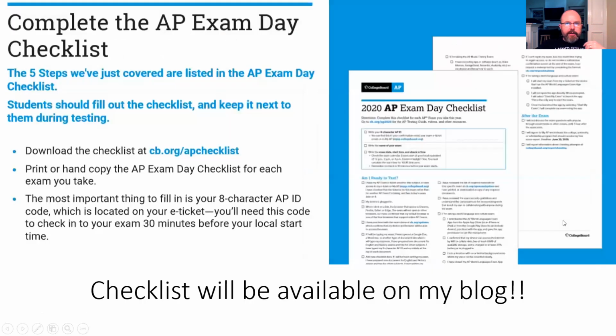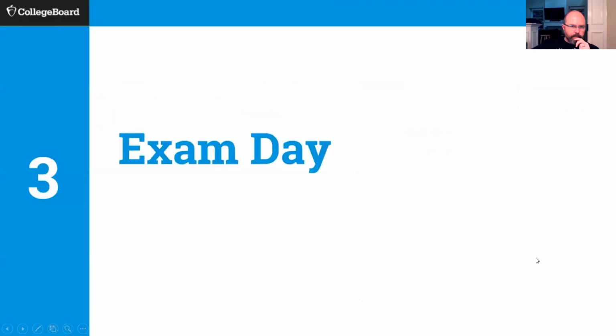All right, complete the AP exam day checklist. The 5 steps we just covered are listed in the AP exam day checklist. Students should fill out the checklist and keep it next to them during testing. There's a picture of it on the right. Print or hand copy the AP exam day checklist for each exam you take. The most important thing to fill in is your 8-character AP ID code, which is located on your e-ticket. You'll need this code to check into your exam 30 minutes before local start time. I'm going to put the checklist and the other files that are downloadable on my blog, just in case you can't get them from AP's website. It can be a little bit difficult to find things on their page sometimes.